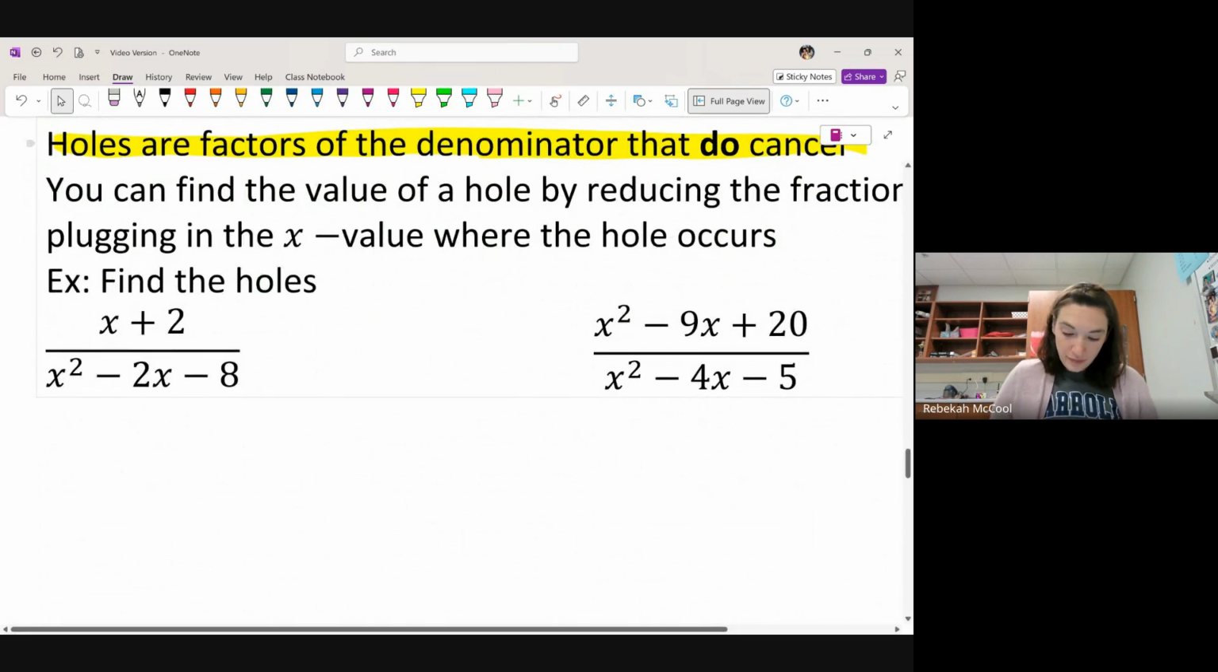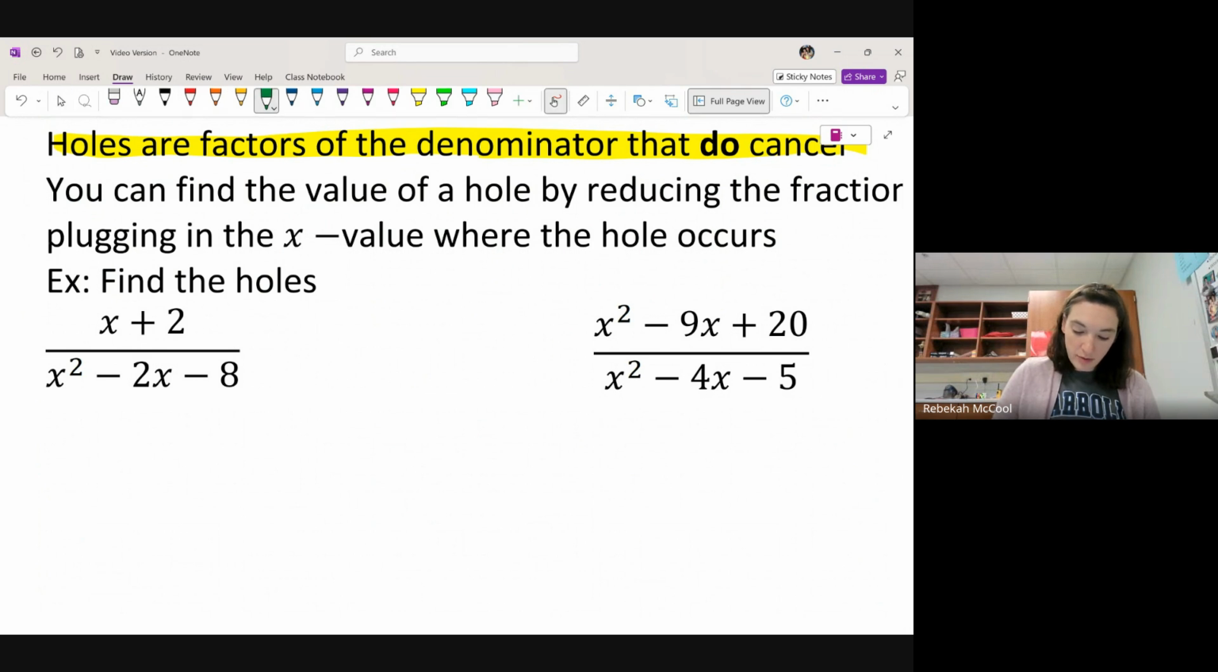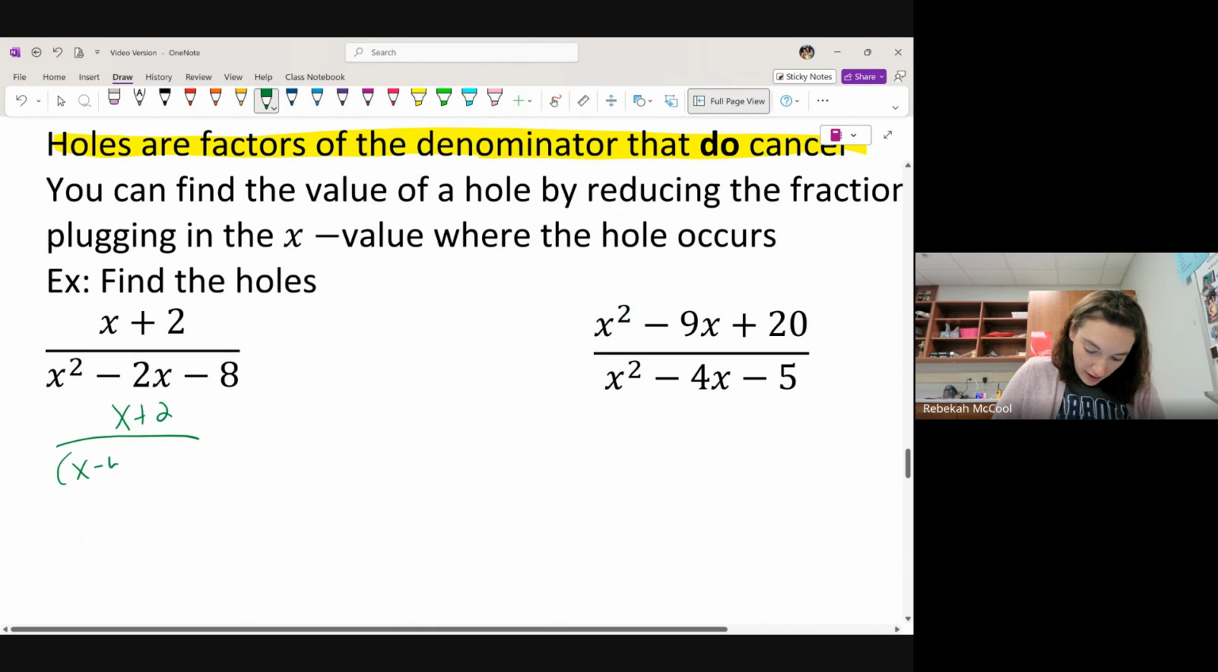So we can find the value of a hole by reducing the fraction and plugging in the x value where the hole occurs. So if we look at the first problem over here on the left, we've got (x + 2) over (x squared minus 2x minus 8). So we need to factor in our denominator. Two numbers that multiply to get to negative 8 and add to get to negative 2 are negative 4 and positive 2.